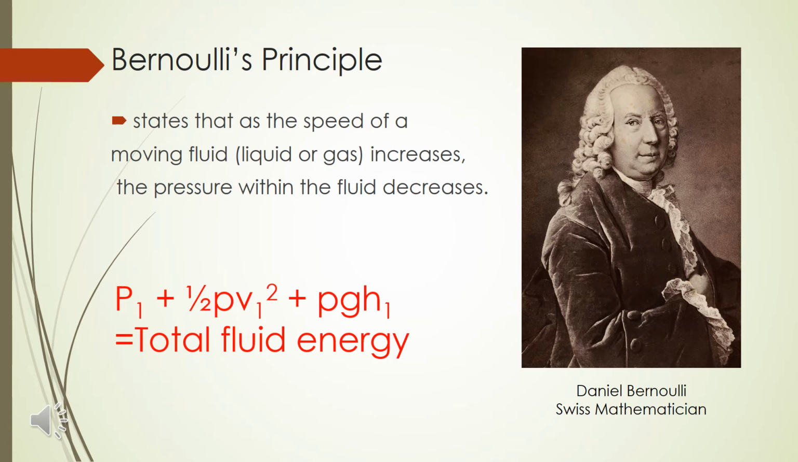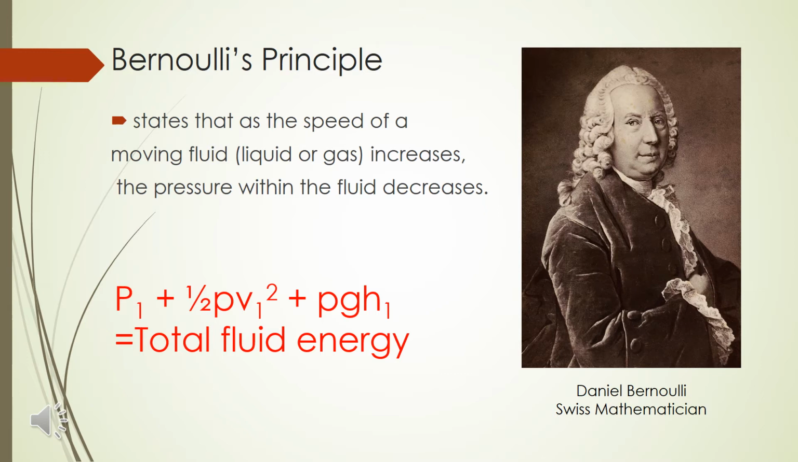As you see here, the formula we talked about before, the total fluid energy, can be represented by this. P1 is your total pressure. And then your total kinetic energy is represented by 1/2, the small p here represents the density of whatever your fluid is, V, which is the velocity of that fluid, squared. And then the third aspect of this equation is the potential energy.